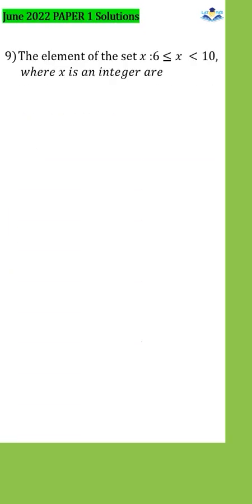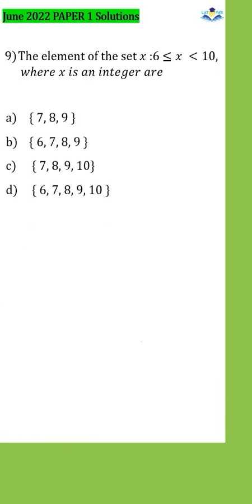Question 9. The element of the set X is such that 6 is less than or equal to X is less than 10, where X is an integer, and we have to select the correct answer. Now, what is an integer? An integer is a whole number, a number that is not a fraction. So the elements of this set will start from 6, and it's going to be less than 10. So it's going to start at 6, and the last digit is going to be less than 10. So the answer for question 9 is going to be B.